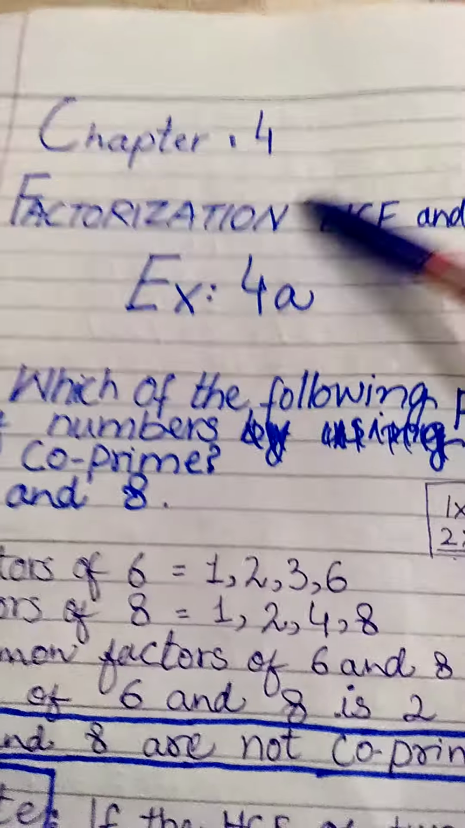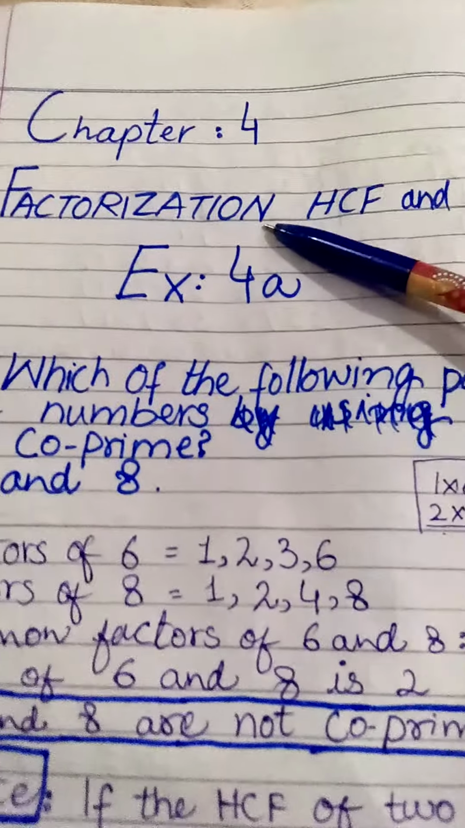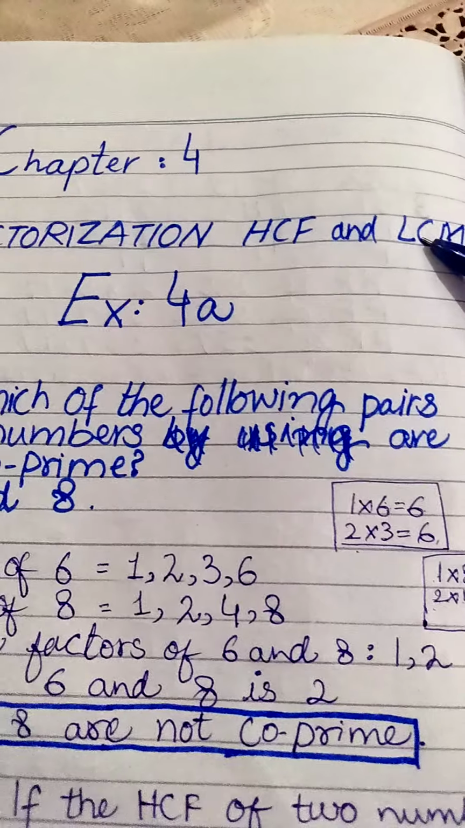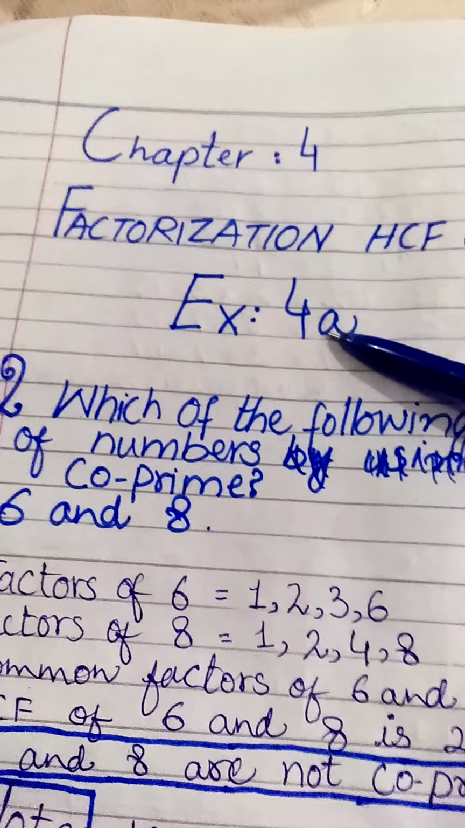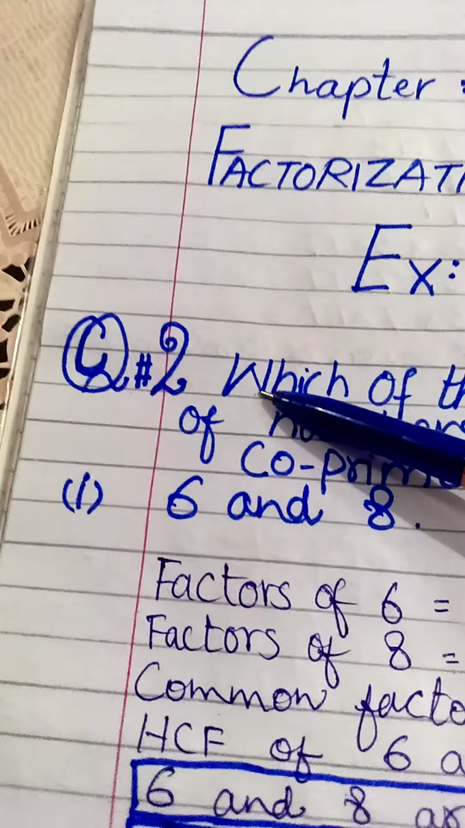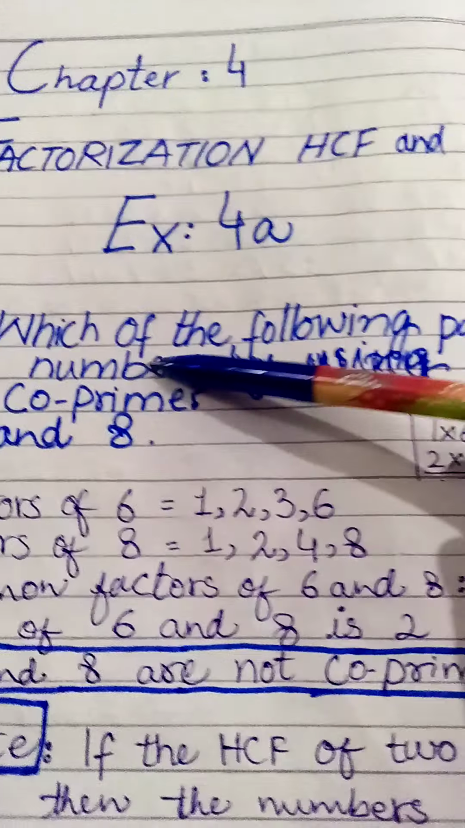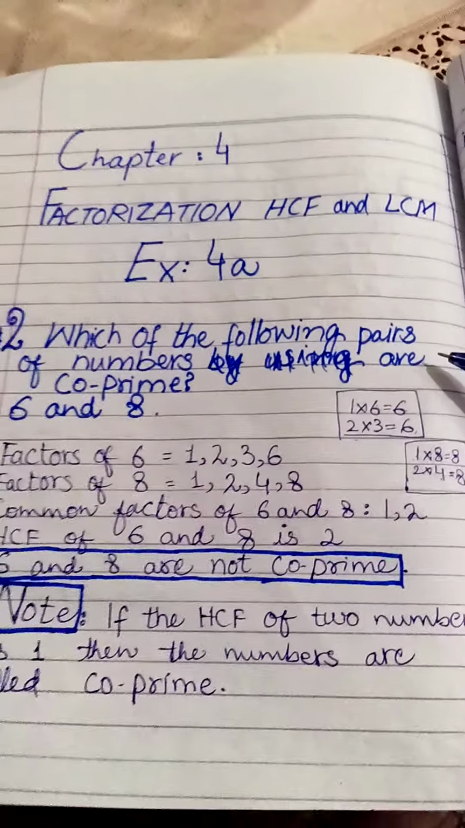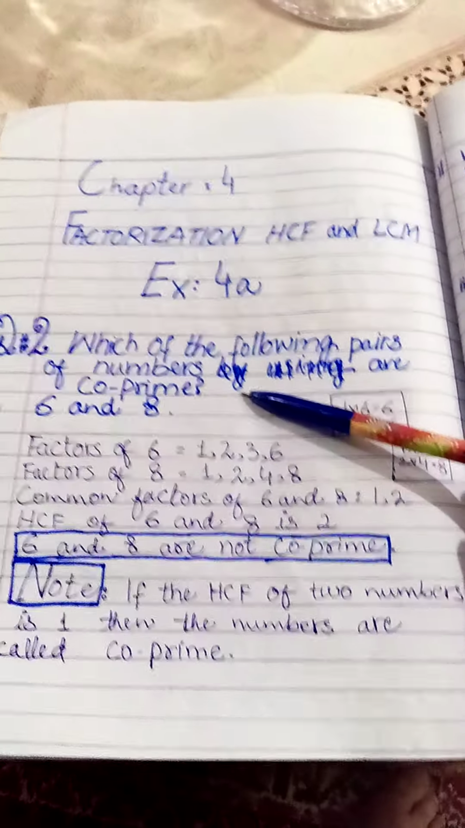Students, let's do chapter 4. The name of the chapter is Factorization, HCF and LCM. Exercise 4A, question number 2. Which of the following pairs of numbers are co-prime?